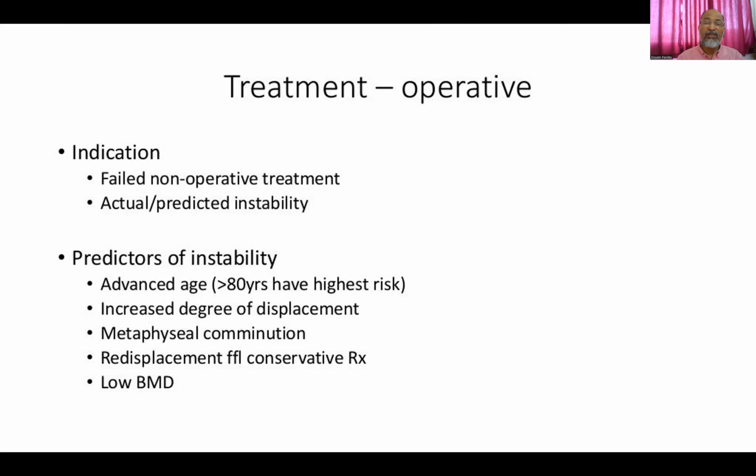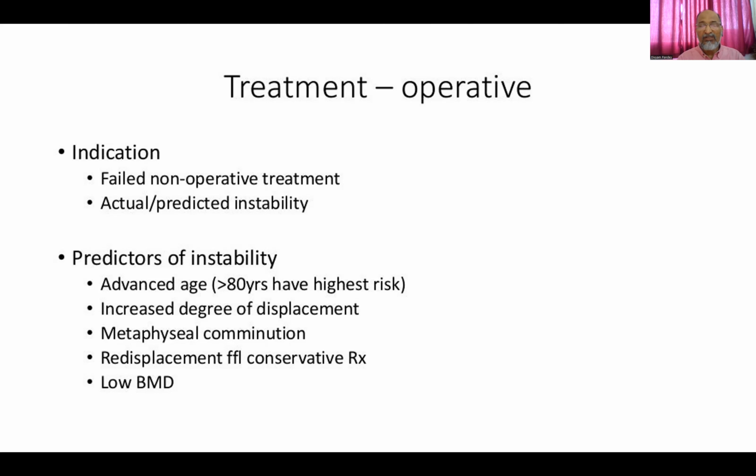Then in certain patients you have to go for operative management or operative reduction and fixation, and the indications for this are two. One is failed non-operative treatment, meaning you have failed to do the reduction by closed means. The other is instability. You are able to reduce it, but it is not getting maintained. Even in the cast, it is getting redisplaced. So in those unstable fractures, you have to opt for operative management.